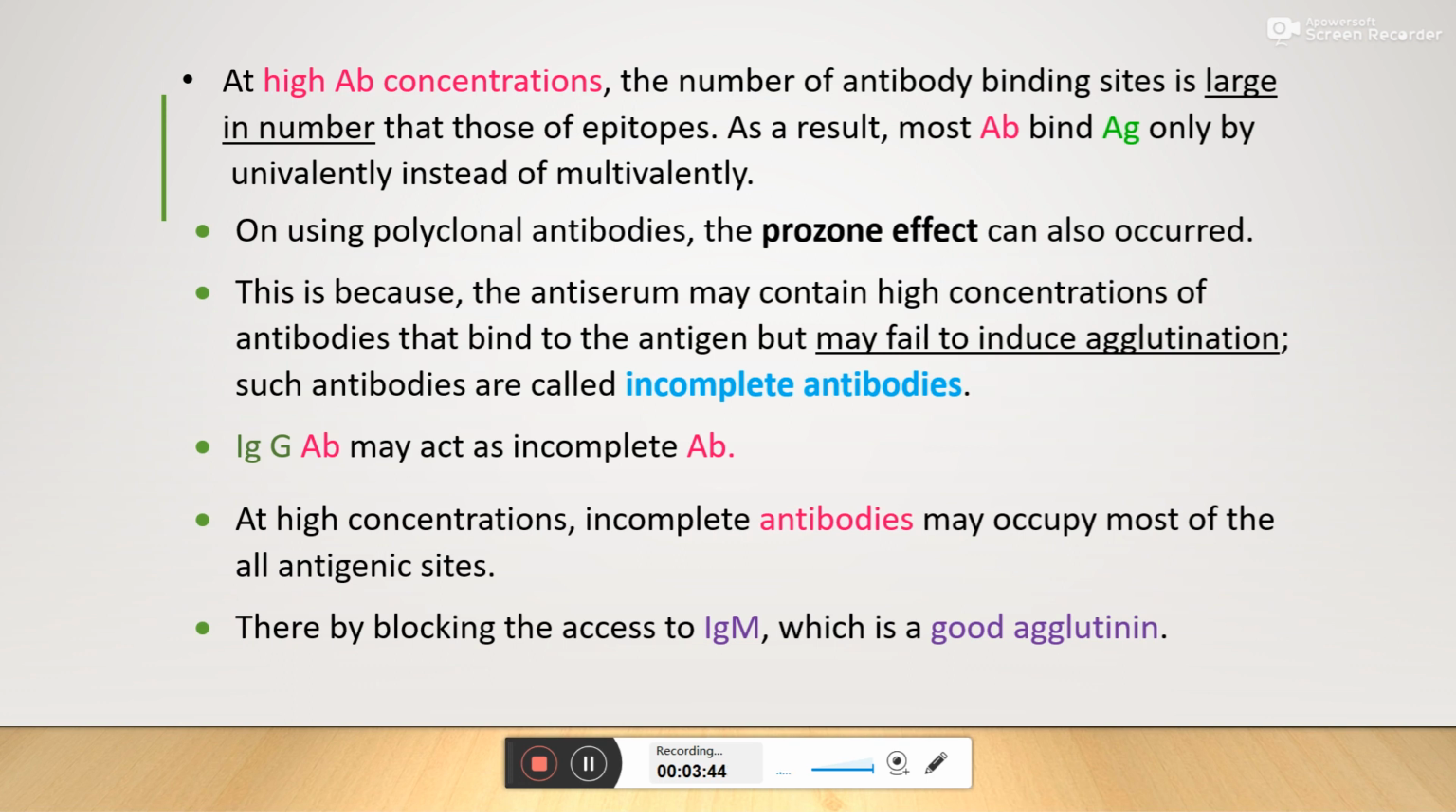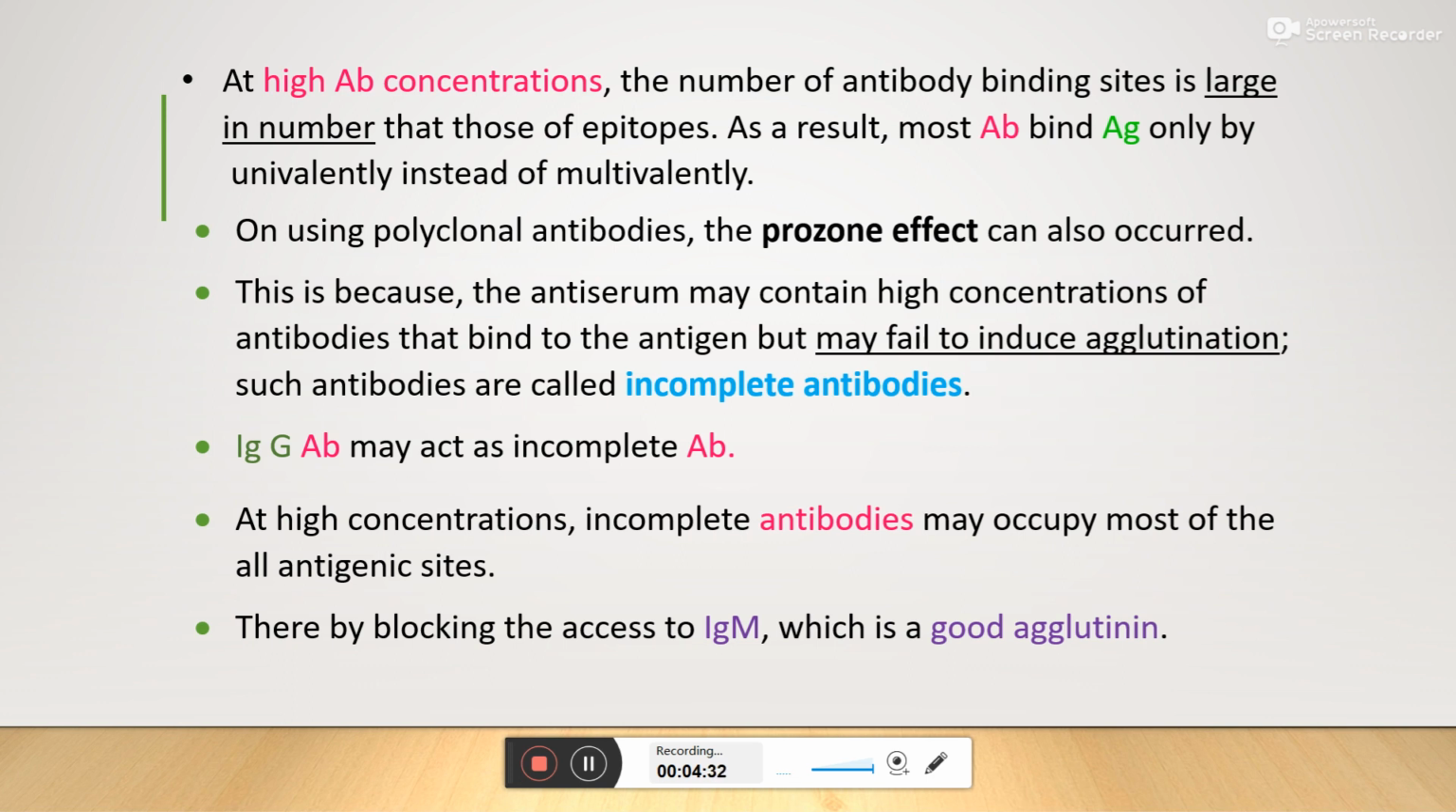Another reason is that when using polyclonal antibodies, the Prozone effect can also occur in the same way. The antiserum may contain a high concentration of antibody that binds to the antigen but fails to induce agglutination. Such antibodies are called incomplete antibodies. IgG antibody may act as an incomplete antibody. At high concentration, the incomplete antibody may occupy most of the antigenic sites.